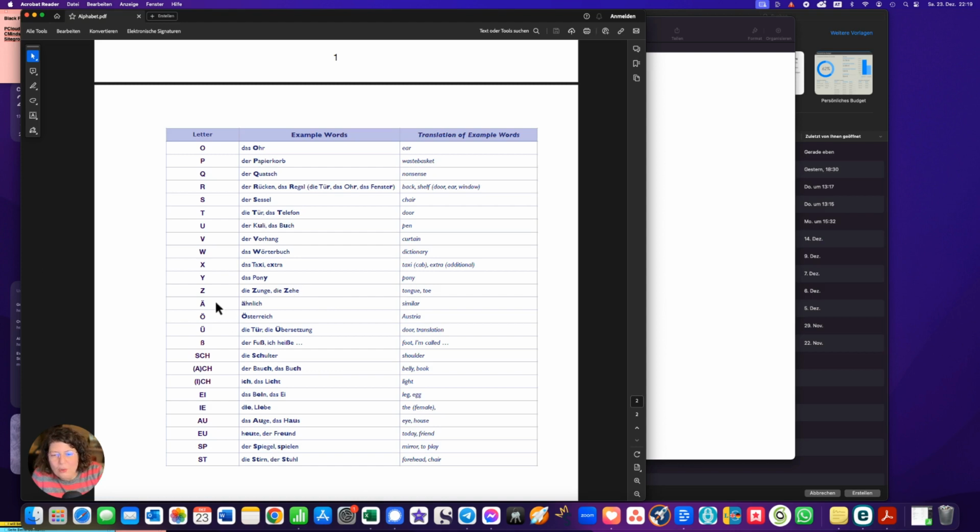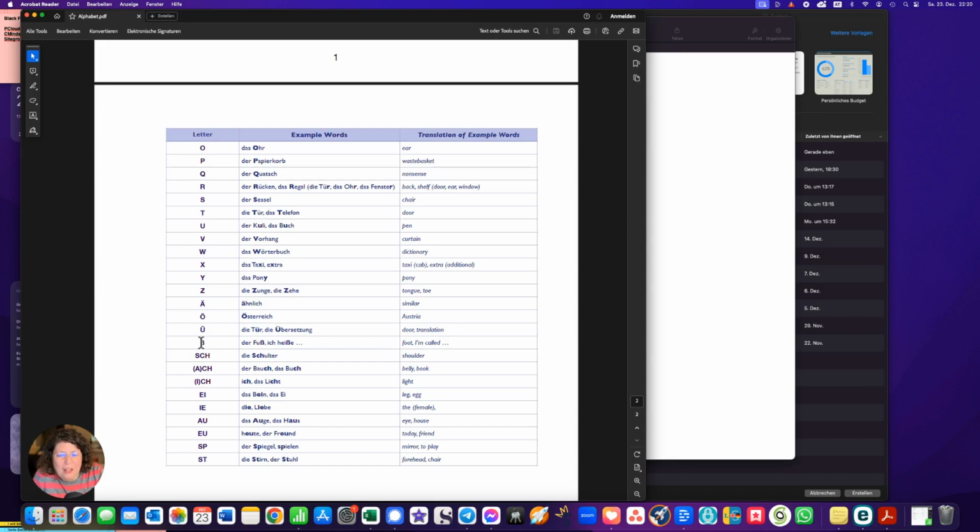Okay, good. So then let's do the additional letters. These are really pretty much just for German. Ä oder A, like in ähnlich, similar. Ö oder Umlaut O, like in Österreich. That's the word for Austria. Ü oder Umlaut U, like in die Tür, the door, die Tür. Oder die Übersetzung, that's a translation.